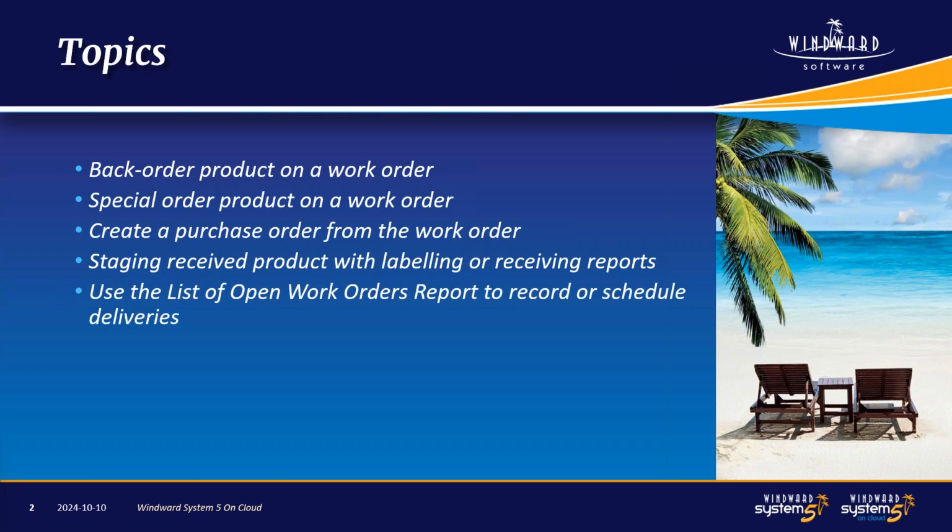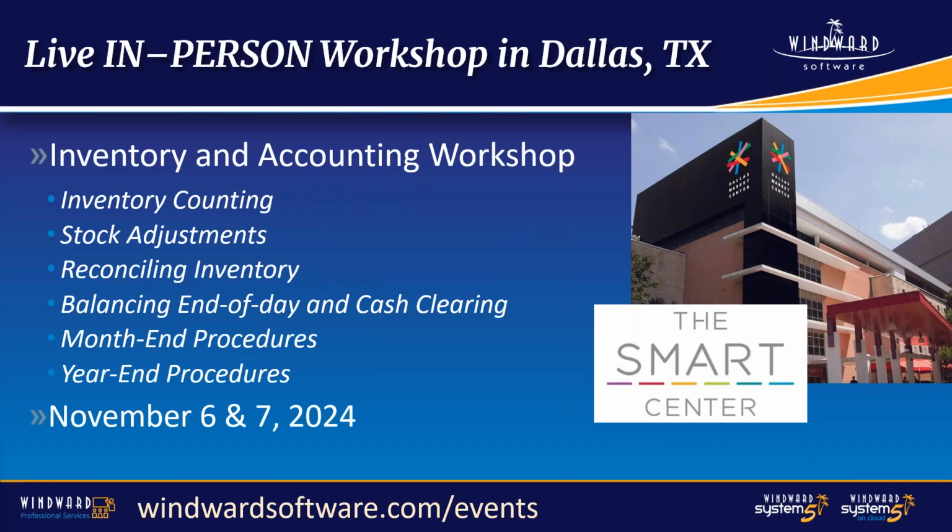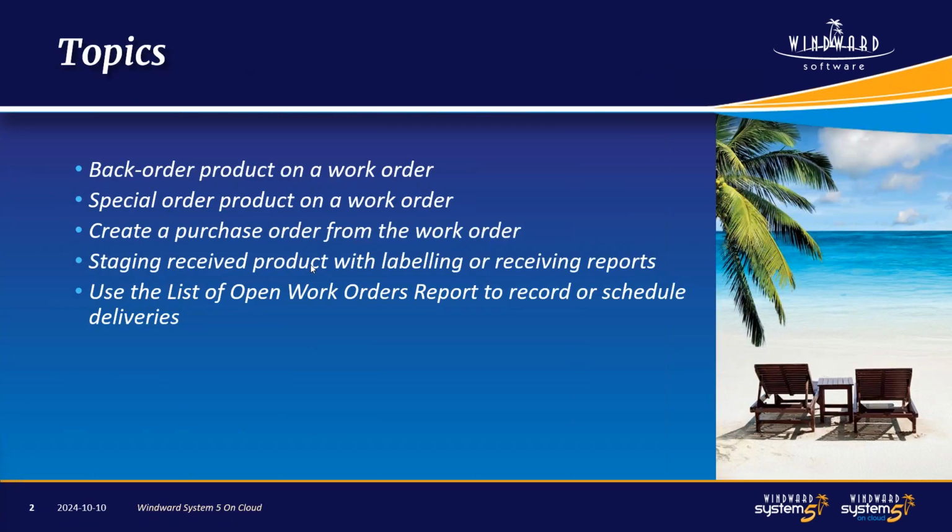So part of this has to do with purchase orders as well. And we're going to look at two reports, the list of open work orders, which is a very handy report for closing work orders that are delivered or about to be delivered and changing to accounts receivable. And then we're also going to look at the special orders report, which I didn't get to put on my slides here.